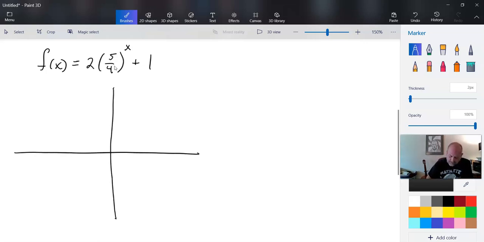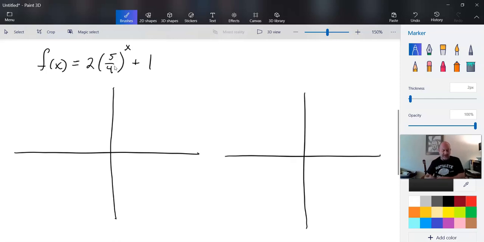Now, I'm going to do this with 2 different graphs so we can see without the shift and then adding the shift in there. If I ignore this shift to start out with, that plus 1, I would have an asymptote here on the x-axis. My y-intercept would be here at 2. And 5/4 is bigger than 1, so that means it's closer to the x-axis on the left. So we'll pretend this is a smooth line. It's going to do something like this.